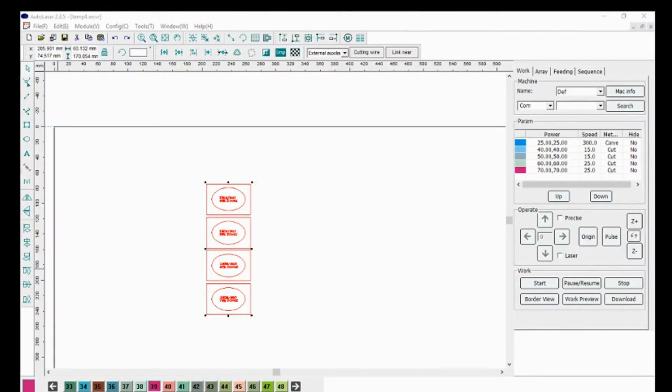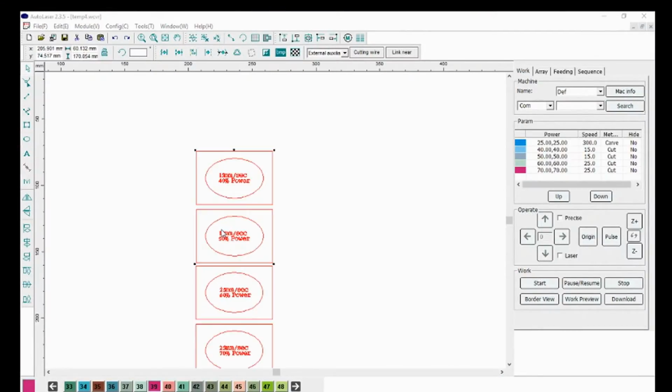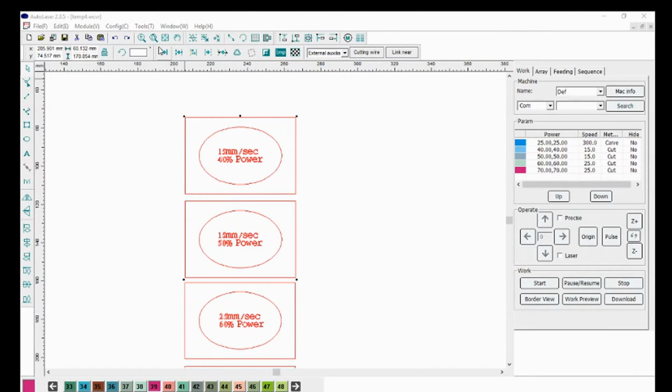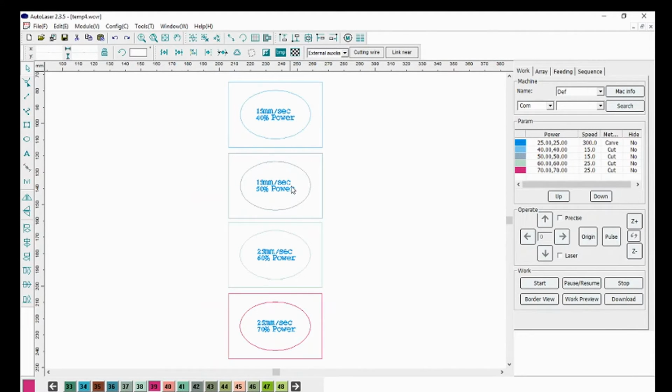These are the shapes that I'm going to cut, and I've adjusted the height of the workpiece. So I'm going to cut at 40% and 50% at 15 millimeters per second. Then the other two shapes are going to be cut at 25 millimeters per second at 70% and 60%, just to see how we go.